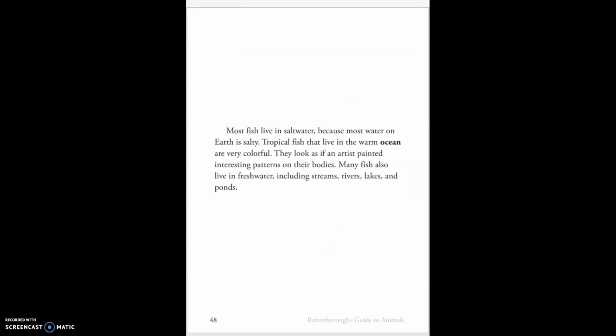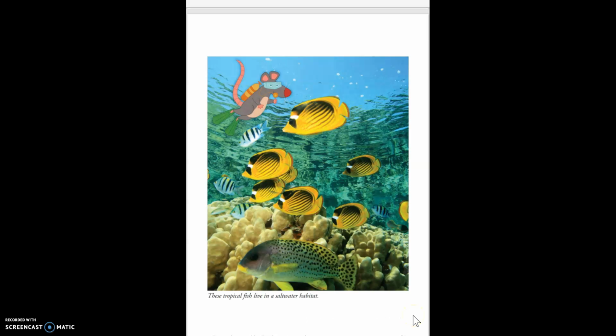Most fish live in salt water because most water on Earth is salty. Tropical fish that live in the warm ocean are very colorful. They look as if an artist painted interesting patterns on their body. Many fish also live in freshwater, including streams, rivers, lakes, and ponds. This illustration is showing some of the tropical fish that live in a saltwater habitat just like the ocean.